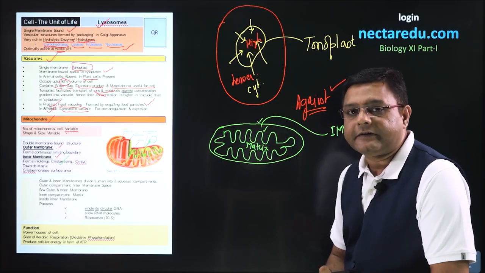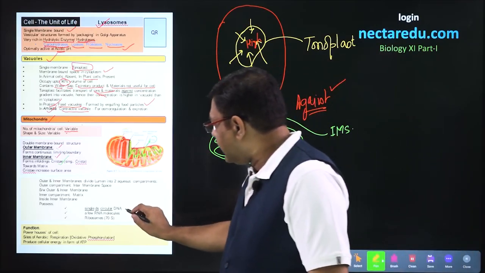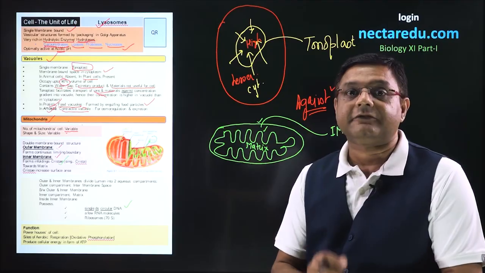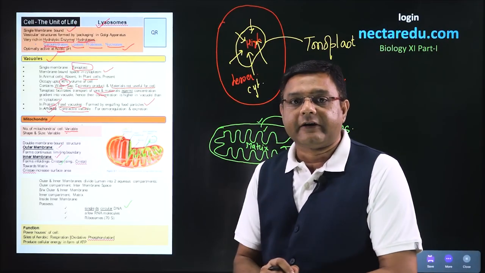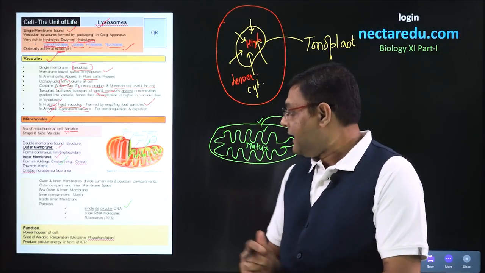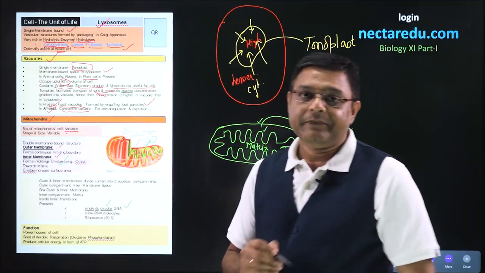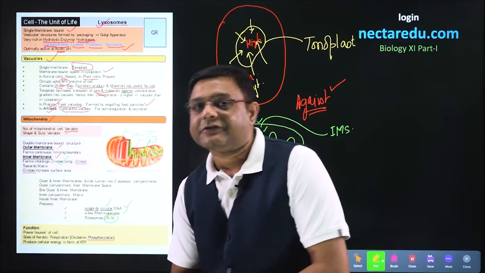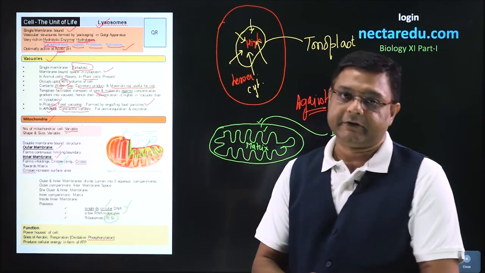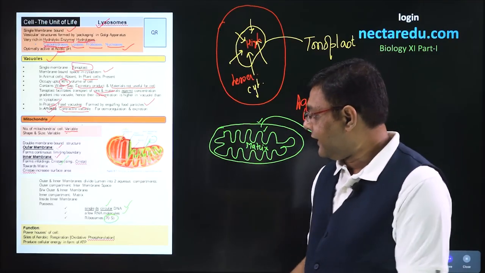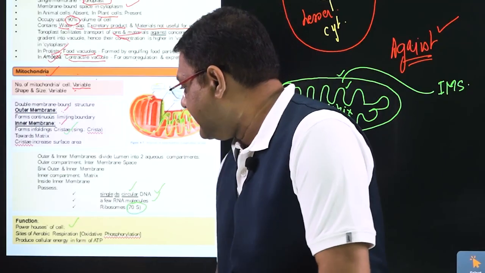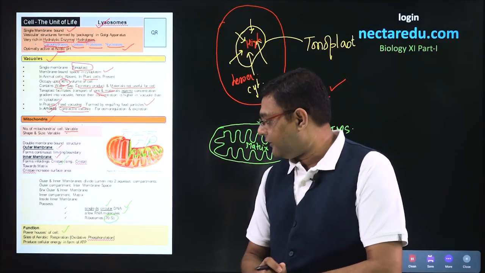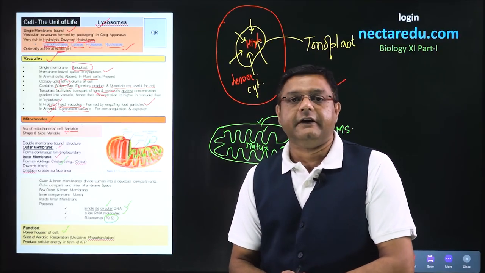If we talk about the matrix, the matrix has a single double stranded circular DNA. Normally DNA is present inside the nucleus, but mitochondria is an organelle which also has DNA in it, and that DNA is circular. There will be some RNA molecules present and also some 70S ribosomes in this matrix. Talking about the functions of mitochondria, mitochondria is the powerhouse of the cell. All the cellular energy in the form of ATP is produced in mitochondria, and it happens by the process of oxidative phosphorylation.